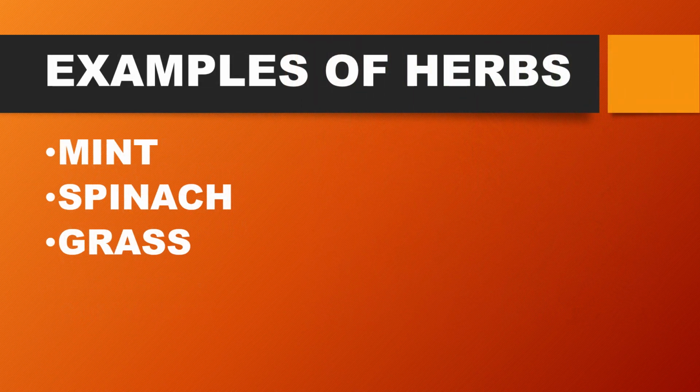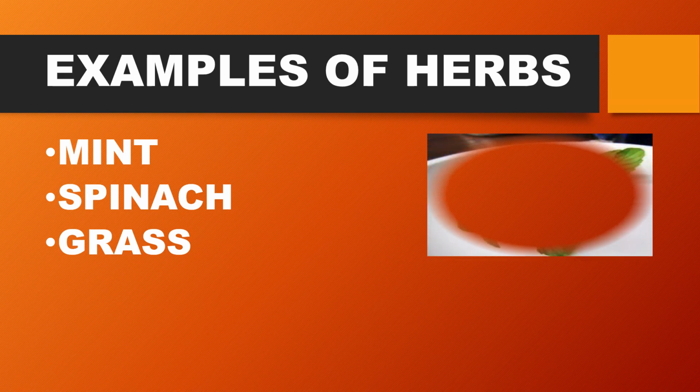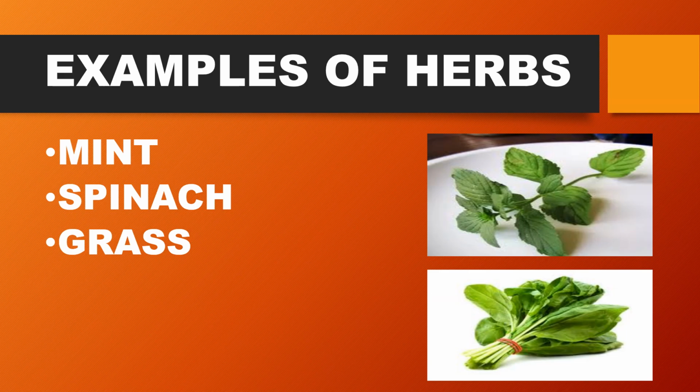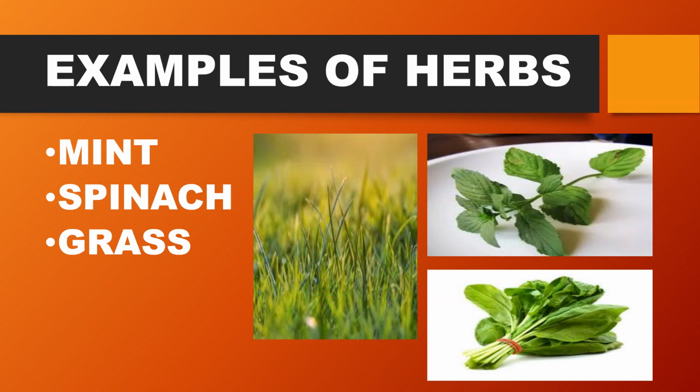So children, some more examples of herbs are mint. These are mint leaves. If you touch the stem of the mint leaves, it is soft and green in color. Same with your spinach. What is spinach? Palak. If you see the stem of spinach, that is also green in color, and if you touch it, it is soft. And same with your grass, it has a soft stem which is green in color. So the examples of herbs are mint, spinach and grass.